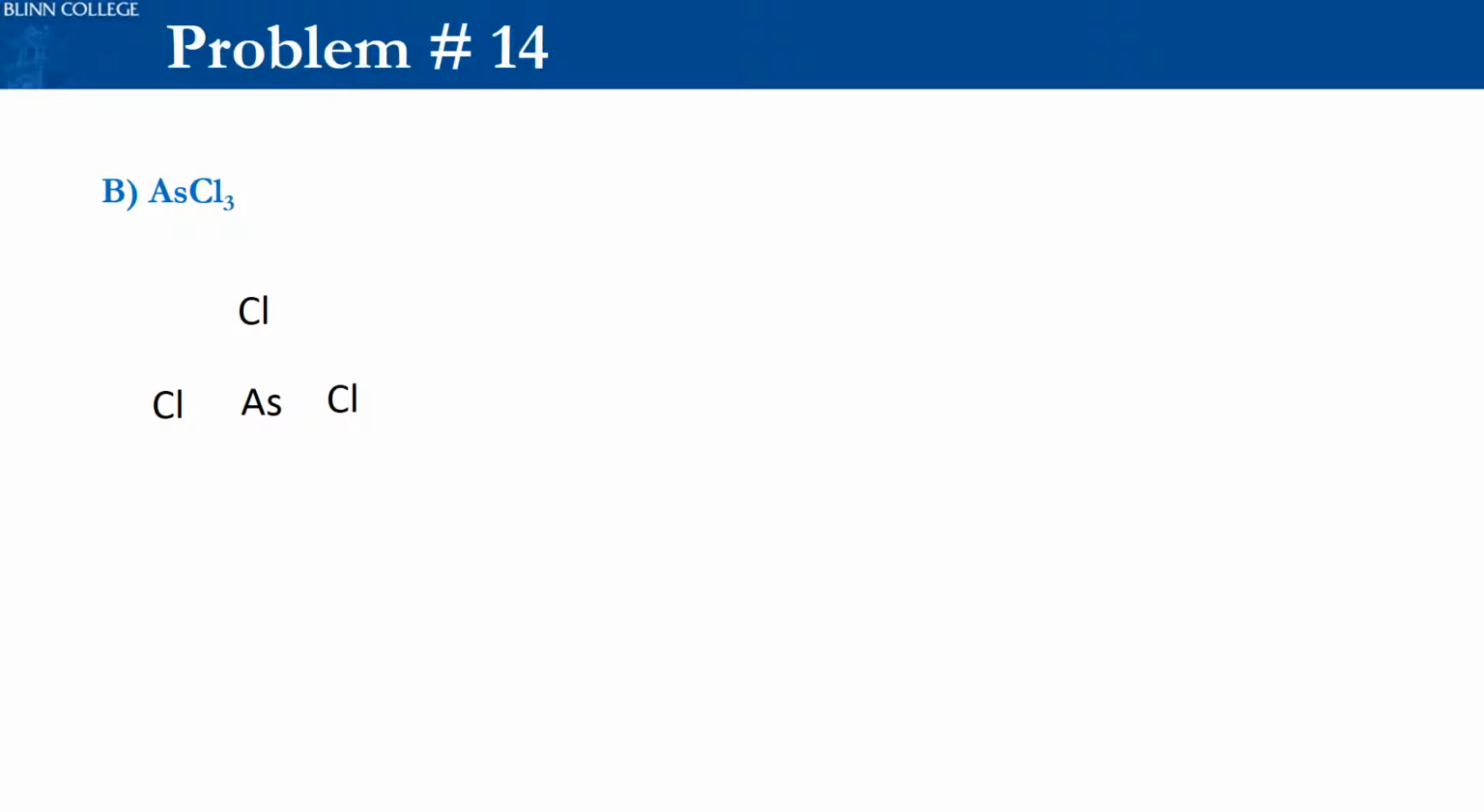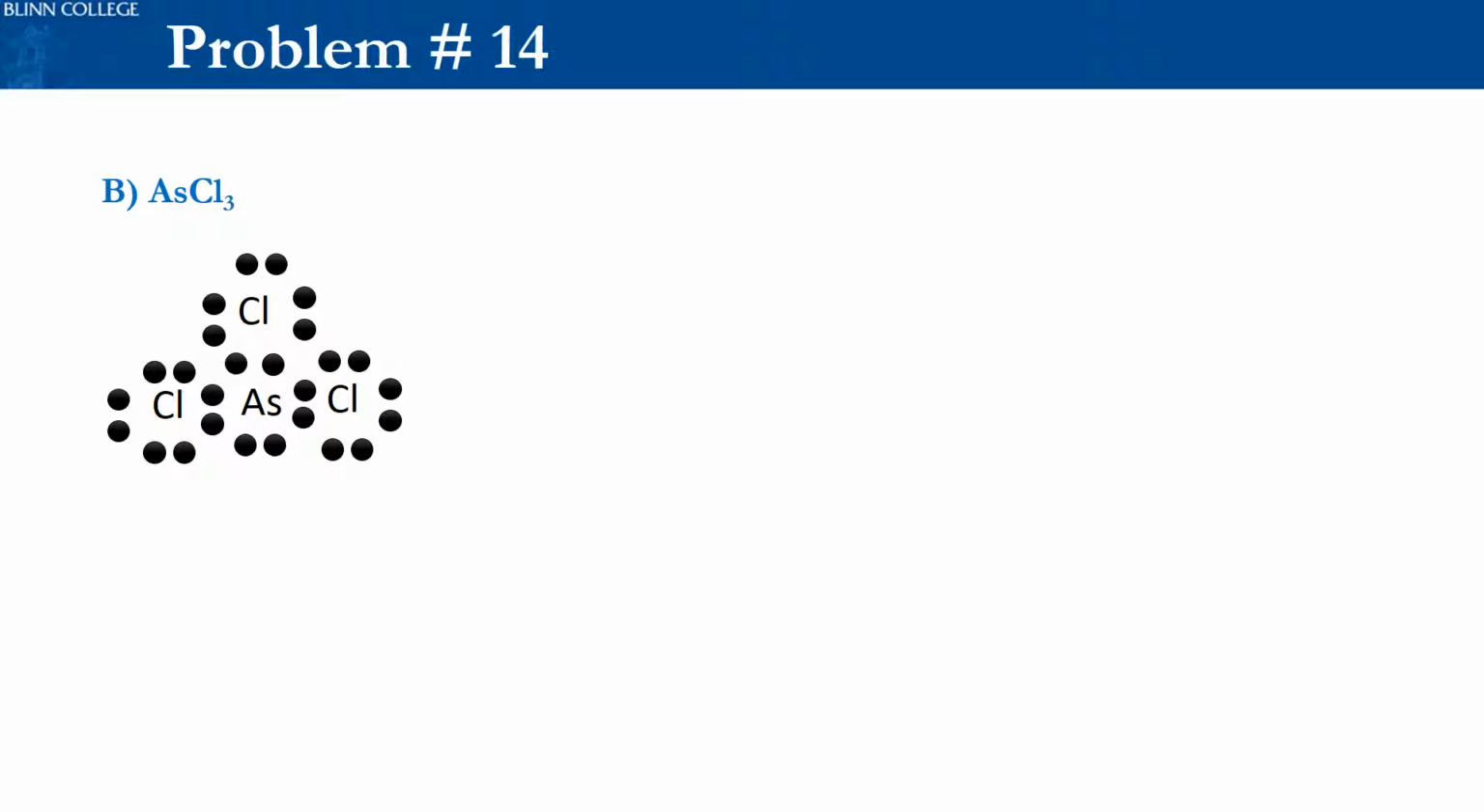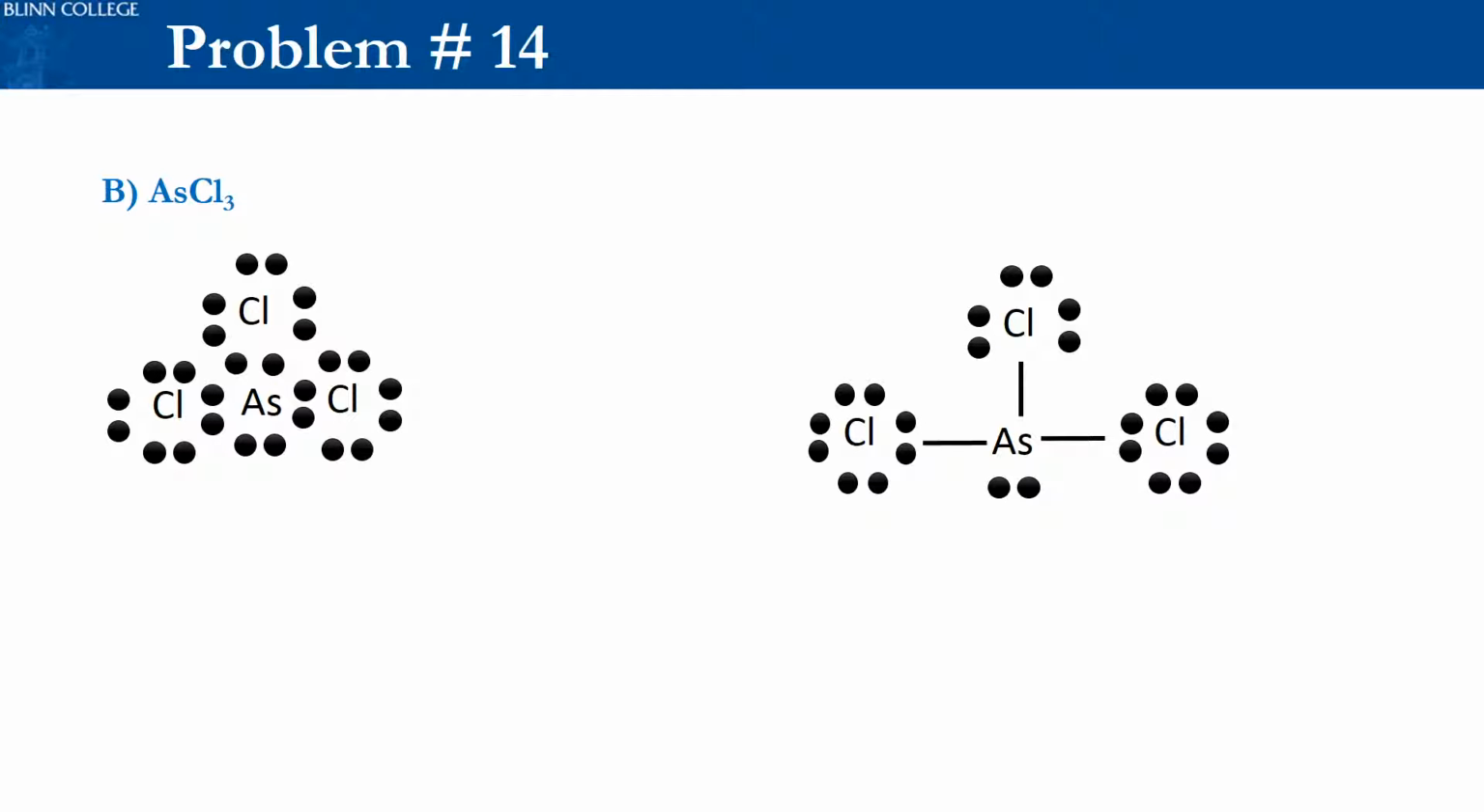We start by putting arsenic in the middle because it is the least electronegative and the 3 chlorine atoms around it. We start by placing the dots in the center first, and then we fill the chlorine atoms. We still have one more pair of electrons, so we put that in the central atom. We can replace the Lewis dots in between the chlorine and the arsenic with lines to indicate a single bond.